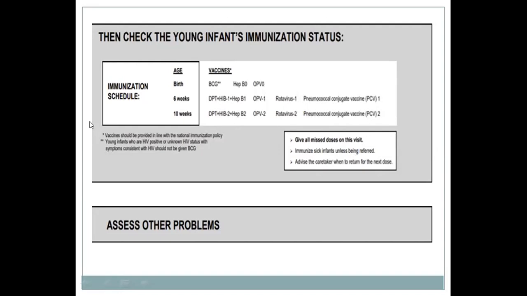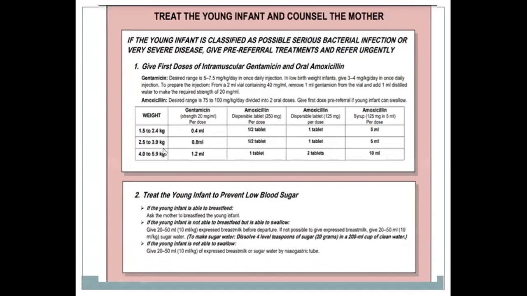Vaccination should be provided in line with national immunization guidelines, but young infants who are HIV positive, of unknown HIV status, or have symptoms consistent with HIV should not be given BCG, and should be given all other vaccinations. Feed the young infant and counsel the mother.